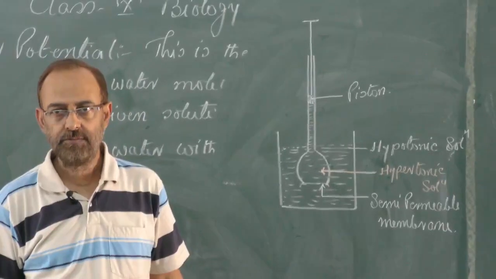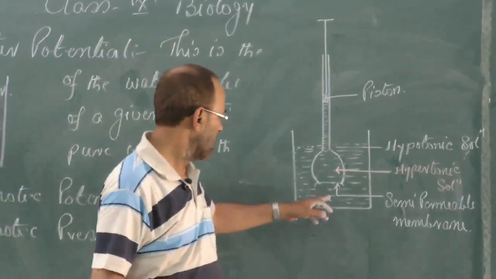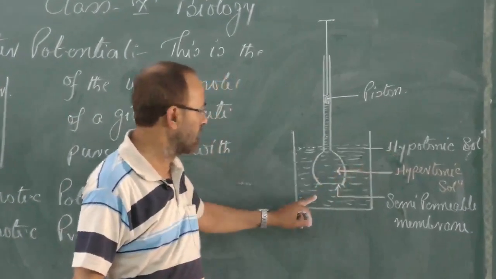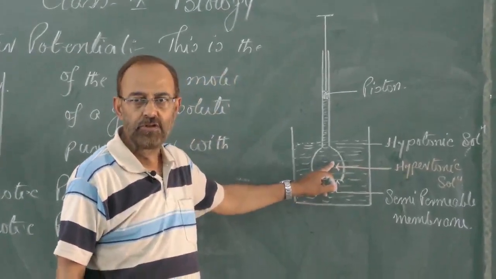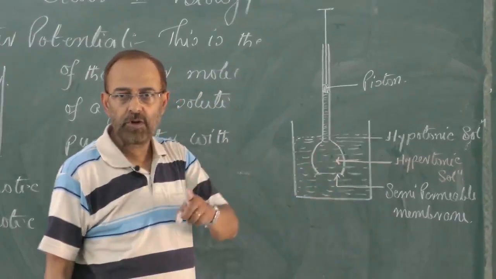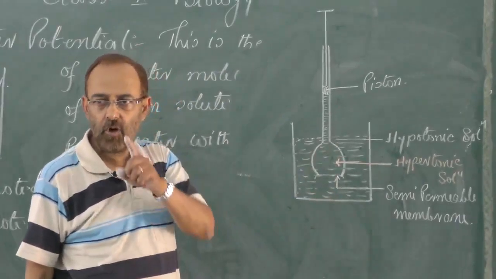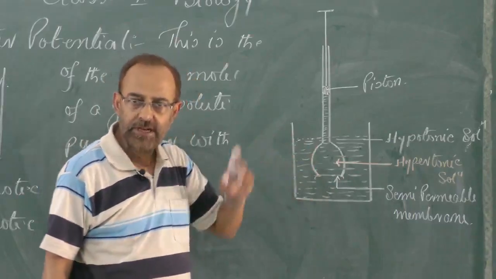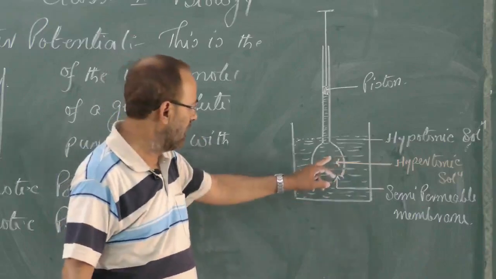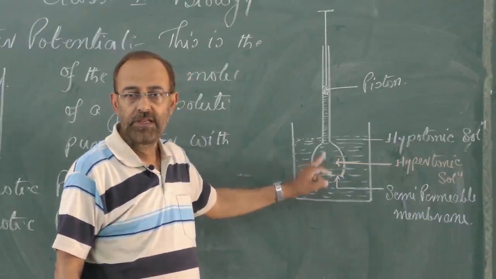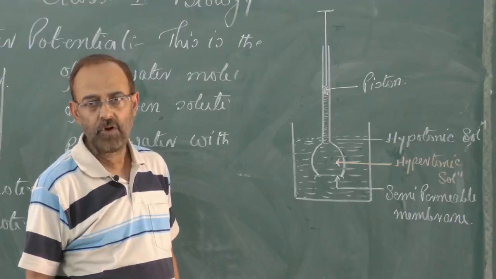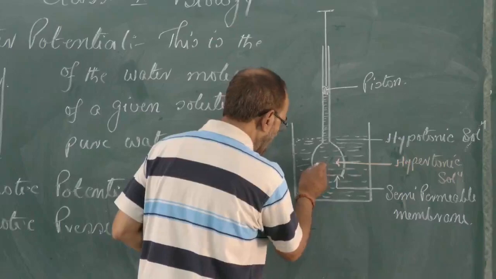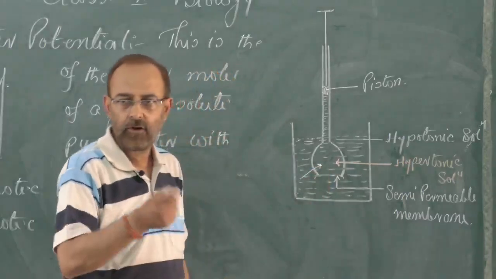There will be osmosis, and in the process of osmosis, the water molecules will move from the outer hypotonic solution to the inner hypertonic solution. Clear? Because the water potential or osmotic potential of the water molecules in the outer medium is greater than the water potential of the solution inside the thistle funnel. Okay. So, there will be continuous inflow of water, or endosmosis.